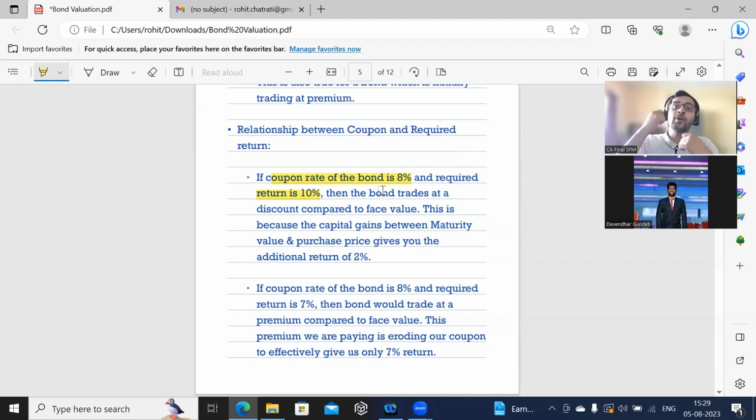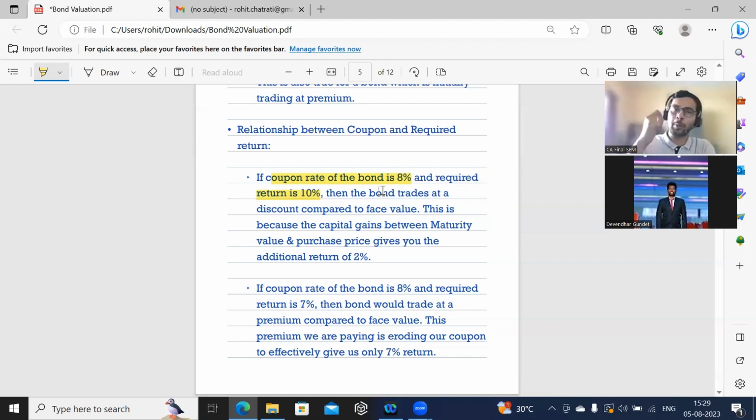I, as a company, am going to pay you only 8%, but you want a return of 10%. How are you going to earn that 10% return? You are going to pay only $950 today, but on maturity, you will receive $1,000. So you have received capital gains of $50, and that $50 translates into a 2% per annum return for you.